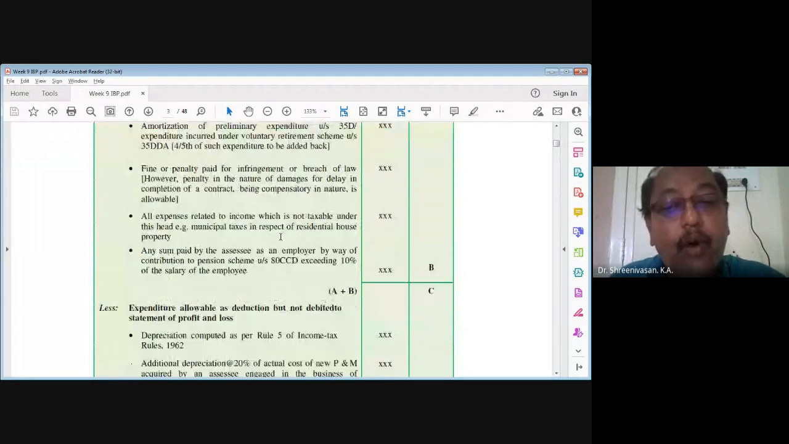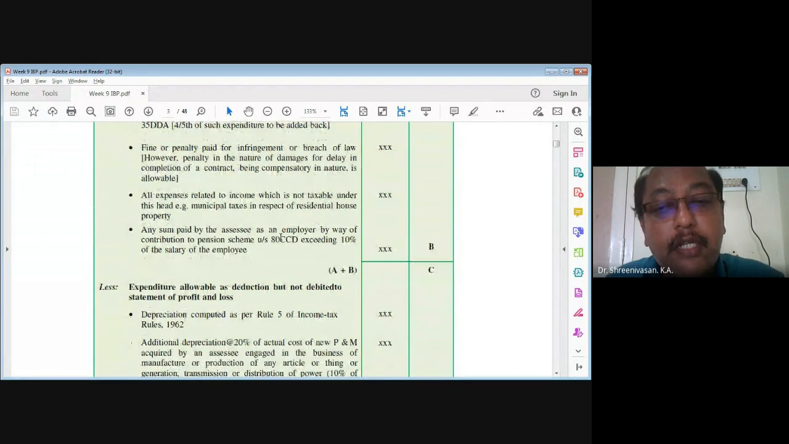Then a fine or a penalty paid for the infringement or breach of contract, breach of law. However, some penalties in the name of damages for delay in payment or completion of a particular contract, being compensatory in nature, are allowable. But other than that, any fine or penalty paid for infringement or breach of law is not going to be allowed, so they are going to be added back to the net profit.